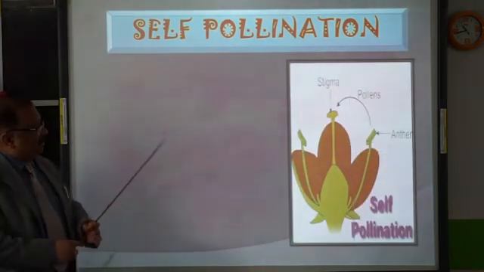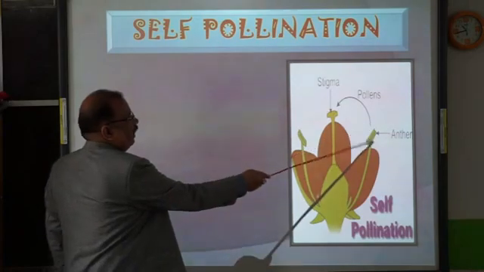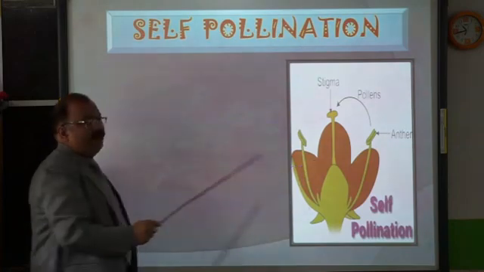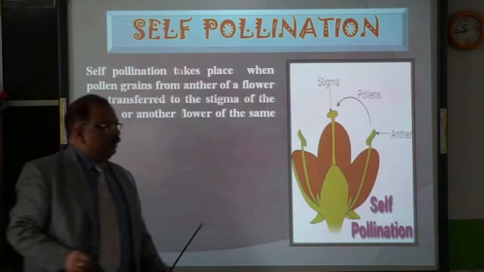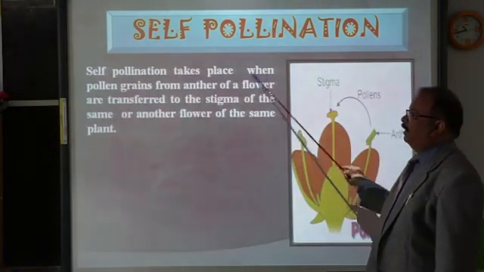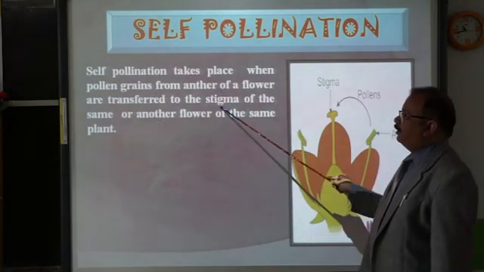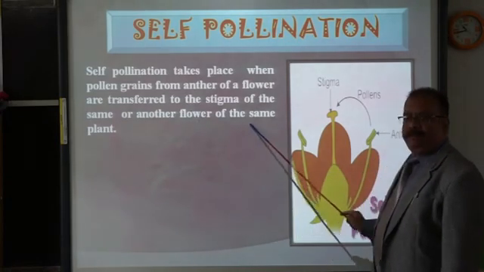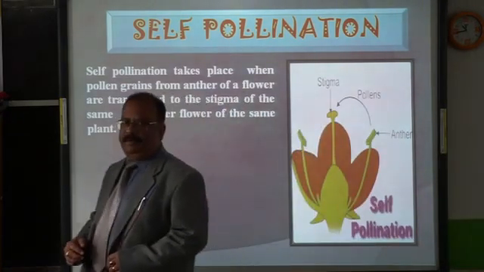Self-pollination. Here you see the pollen grains are transferred from the anther to stigma, okay, of the same flower or another flower of the same plant. Now let us read this. Self-pollination takes place when pollen grains from anther of a flower are transferred to the stigma of the same or another flower of the same plant. Okay, so here only one plant is involved.